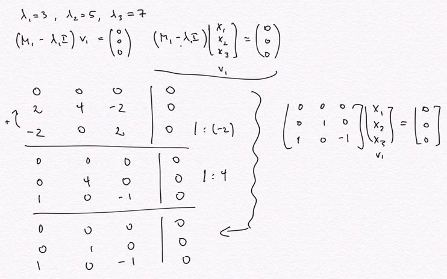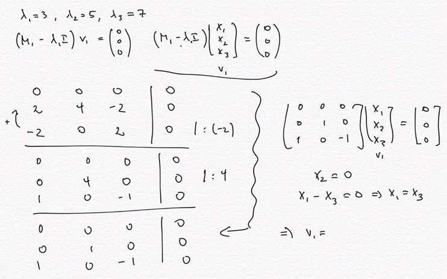So we just multiply this out. The first row is trivial. The second row says x2 is equal to 0. The third row says x1 minus x3 is equal to 0. Or in other words, x1 is equal to x3. And therefore, I can determine my first eigenvector as x1 and x3 have to be the same. I can pick them as 1 and 1. It doesn't matter. I could pick them as 1 half and 1 half, or as 5,000 and 5,000. The main thing is they have to be the same. X2 is 0. Now I can convince myself that this vector indeed solves the system of equations here, either in this form, here, or in this form here.